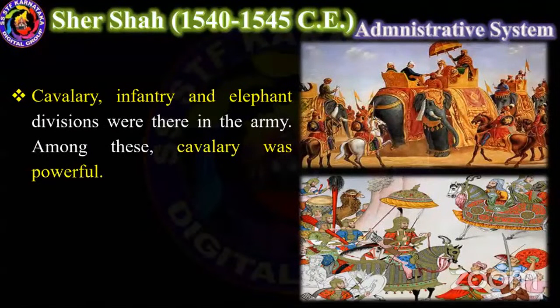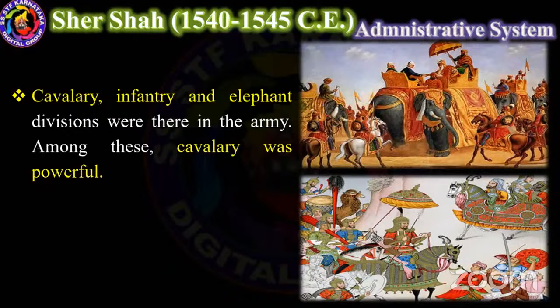Now this is the military administration, or military division, of Sher Shah. His army included cavalry, infantry and elephant divisions. Nowadays, in the entire Indian army there are the navy, air force and army: Bhusene, Vayusene, Nausene. These are the three important divisions of the Indian army. Like here, during the period of Sher Shah, his army included cavalry, infantry and elephants. These were a few divisions of his army.